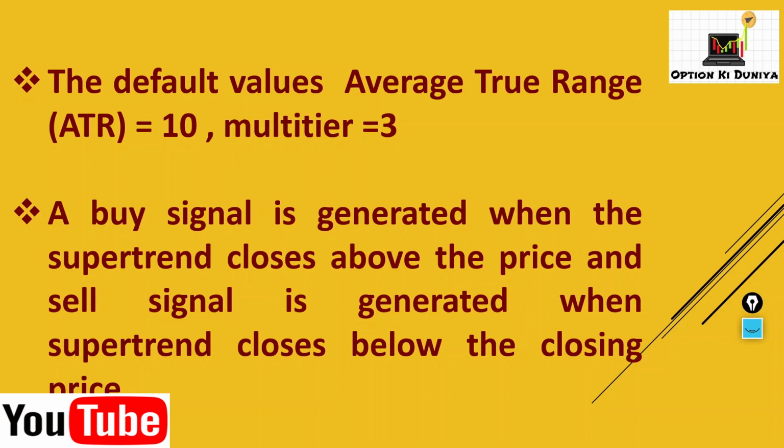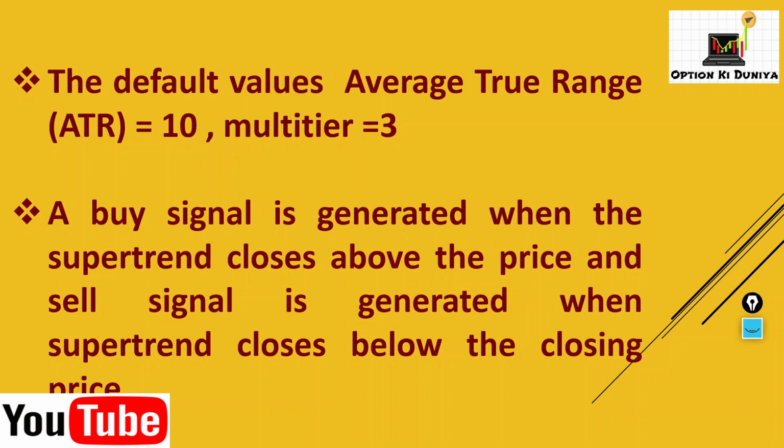Now, if you want to avoid many signals, you should increase the ATR value. What I mean is, you may get 20 signals on an intraday. If you want to reduce the 20 signals into only 7 good signals, then you may have to increase the ATR to 13 or 14.